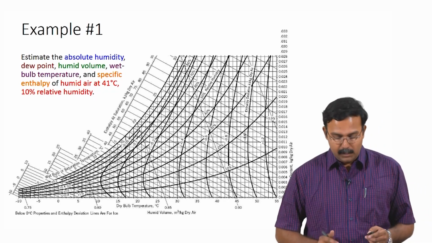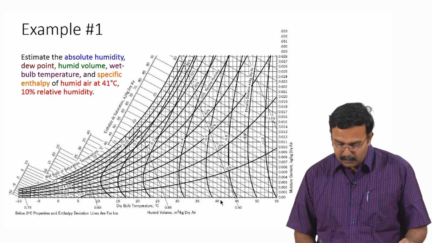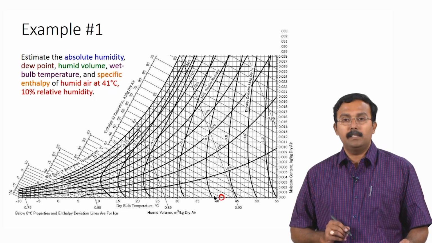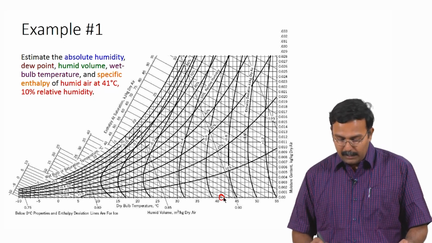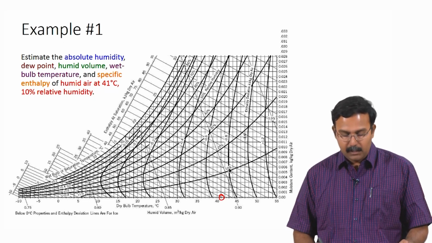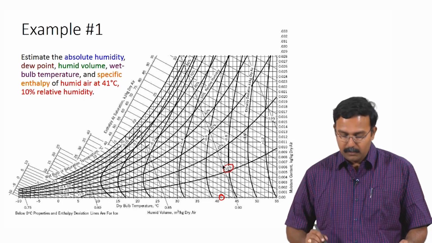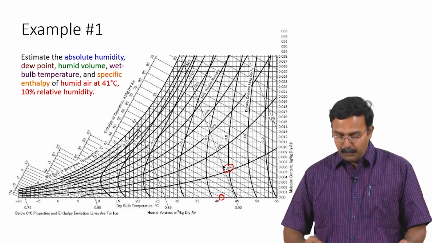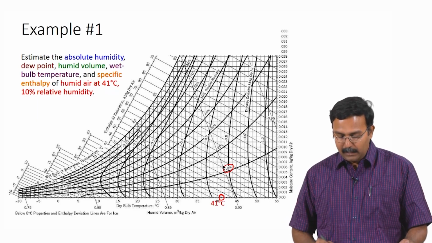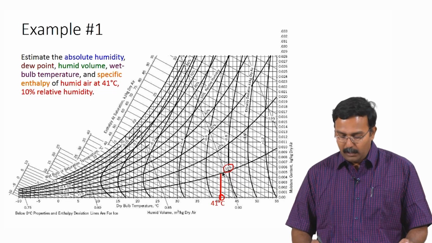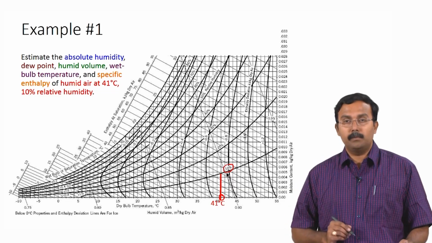41 degrees Celsius. So 41 degrees Celsius is here, 40 plus 1, 41. So this would be the point which is 41 degrees Celsius. So let us draw a line from 41 degrees Celsius all the way to the 10% relative humidity curve, which is this curve. So for this particular curve we have this as the line for 41 degrees Celsius and we have drawn a line all the way to the 10% relative humidity.